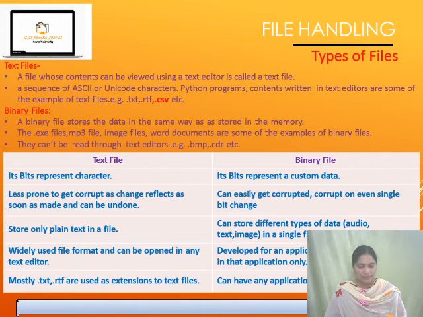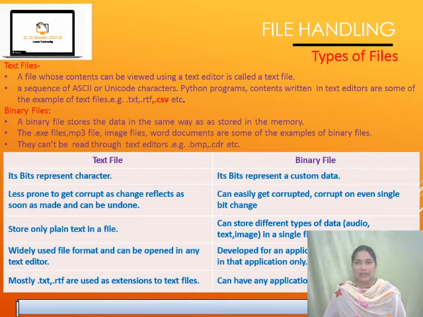Okay, so are you following? Let's look at the differences between a text file and a binary file. In a text file, everything is in the form of bits. Every character is in terms of bits, an ASCII character taking 7 or 8 bits. It is less prone to corruption, as a change reflects as soon as it is made and can be undone. It stores only plain text, is a widely used file format, and can be opened in any text editor. Mostly .txt and RTF are the extensions used for text files.